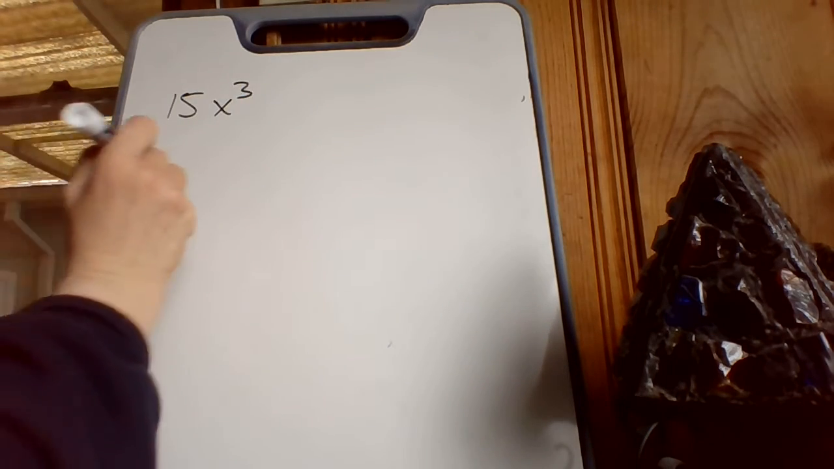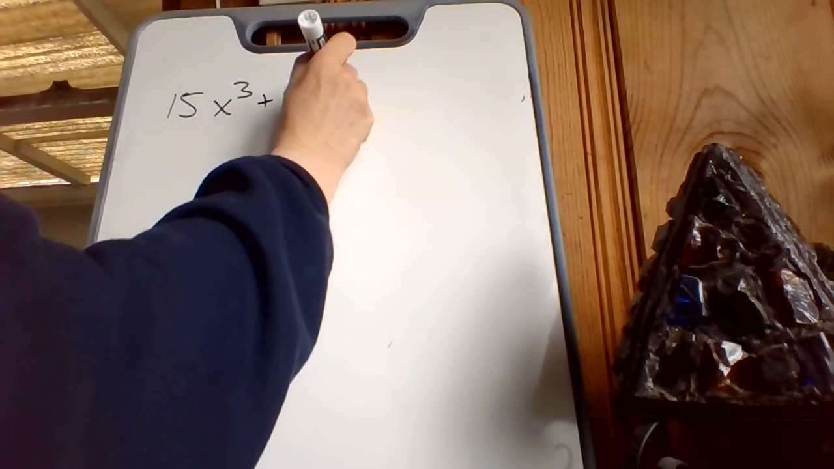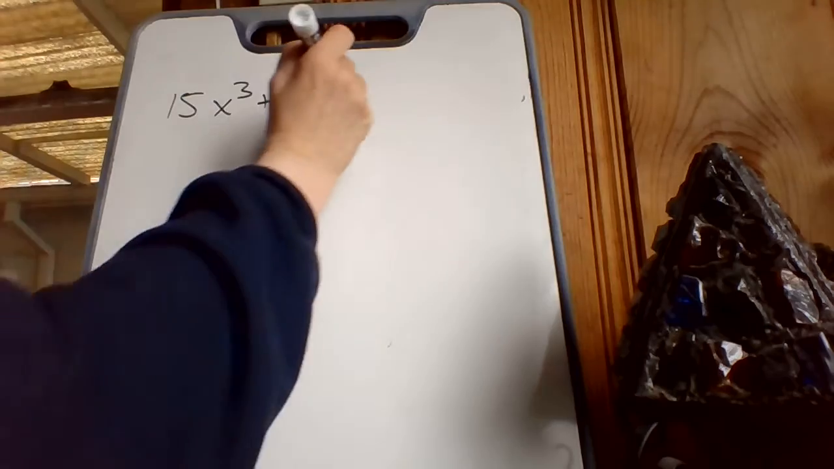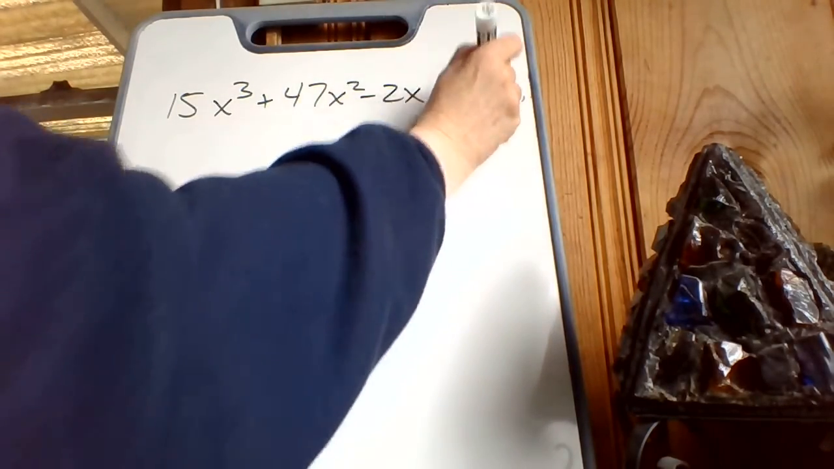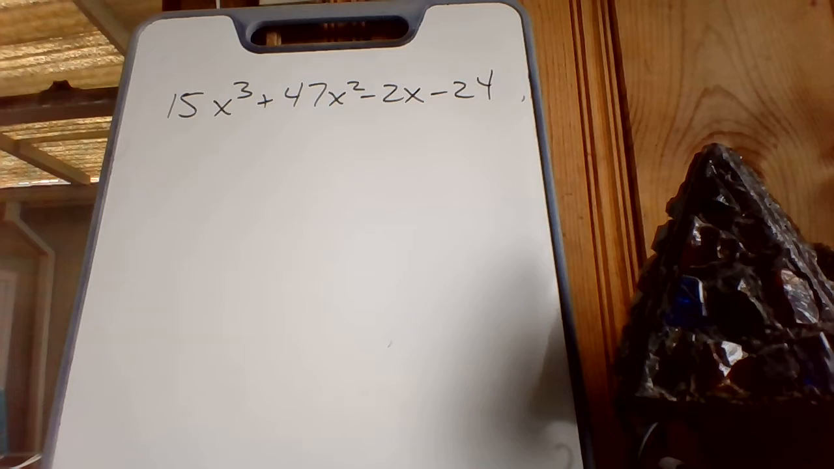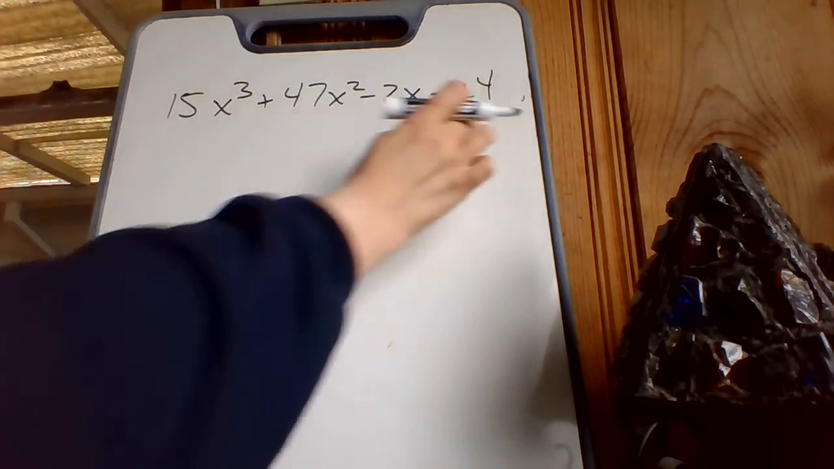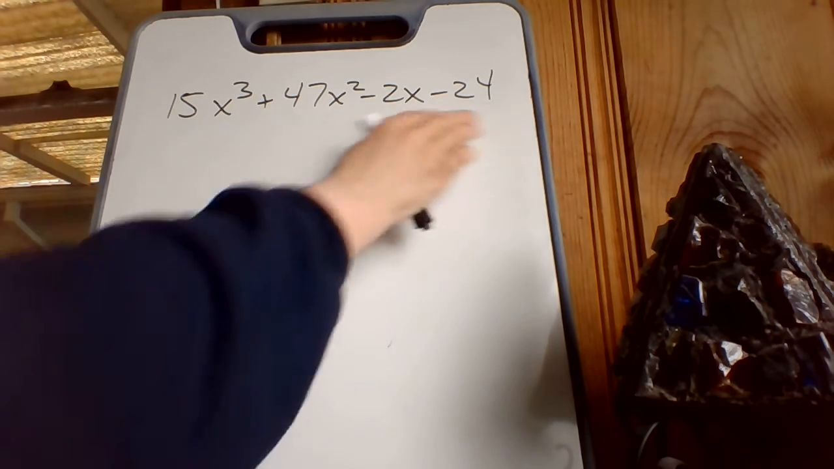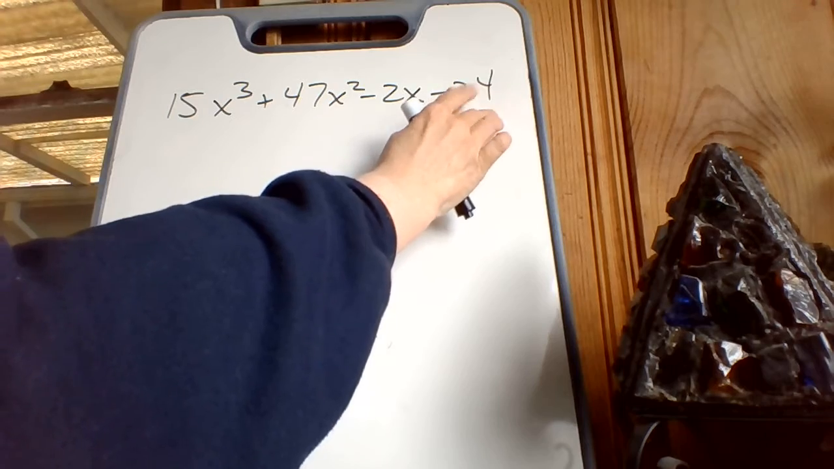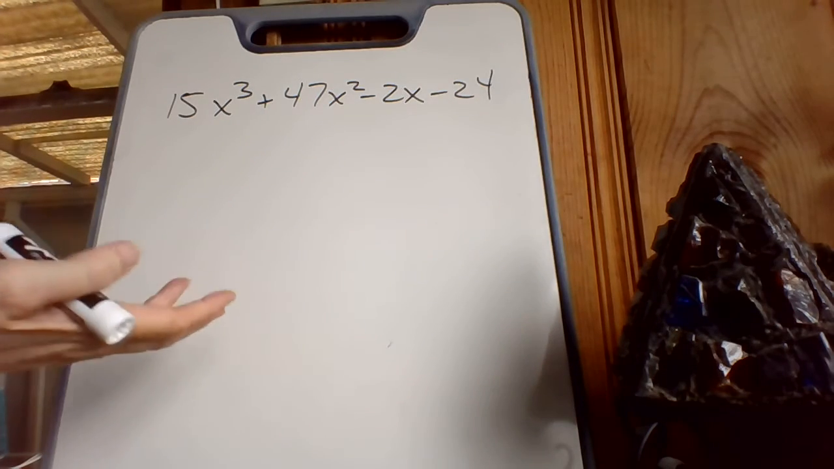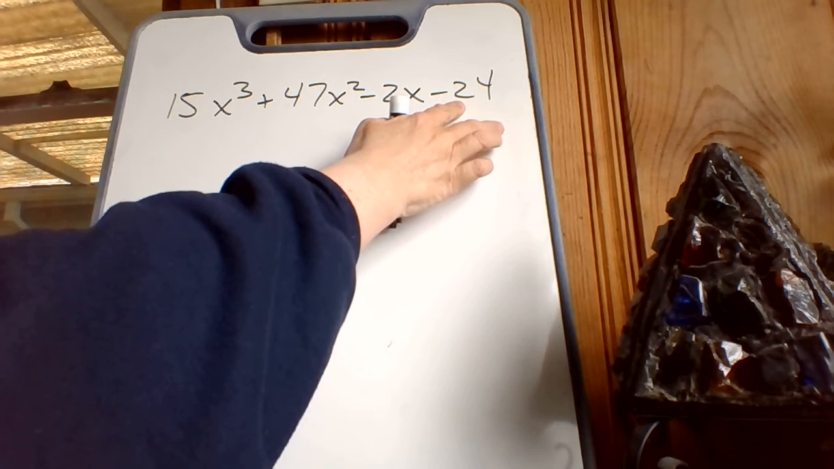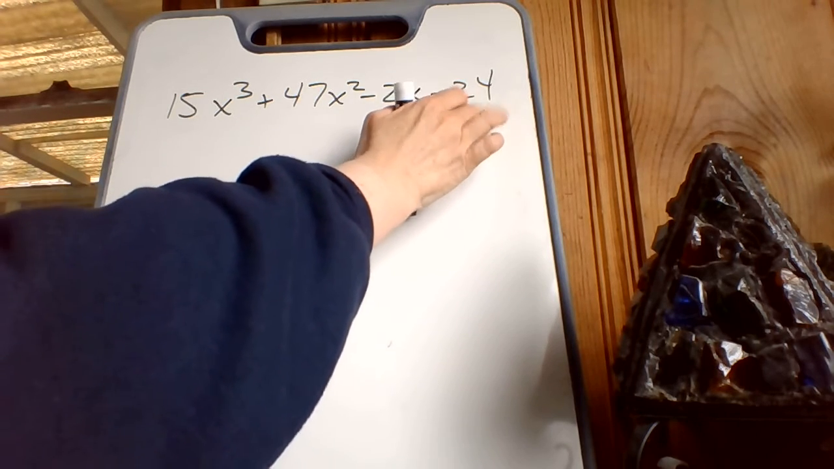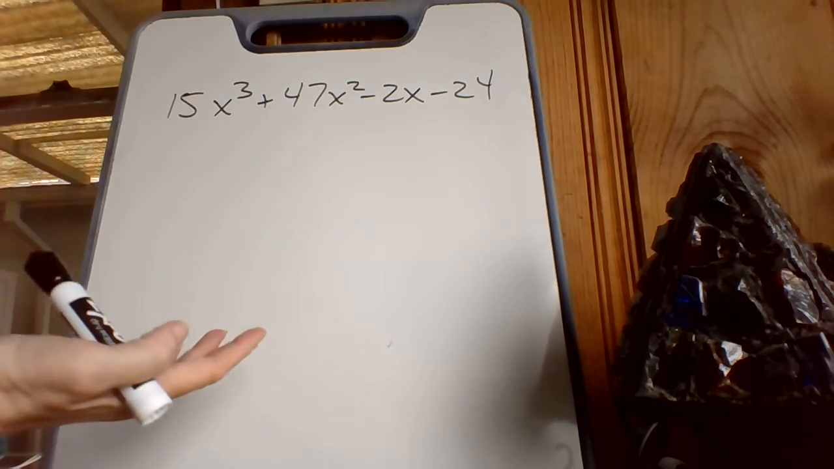X cubed plus 47x squared minus 2x minus 24. Now this one I'm not even going to show you. I tried a bunch of stuff on this to get it to work. Basically, I know that it's not going to be something weird like 7, because sooner or later, when I do that last multiplication, it has to be something that cancels in with that. And 7 isn't like, this is 3 times 8, or 2 times 12, or 4 times 6. It's got to be something like that that's going to give me a 24.